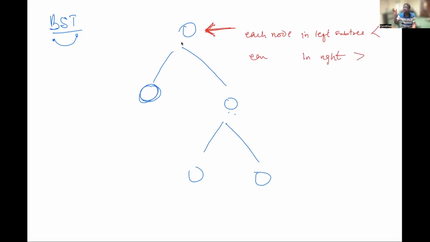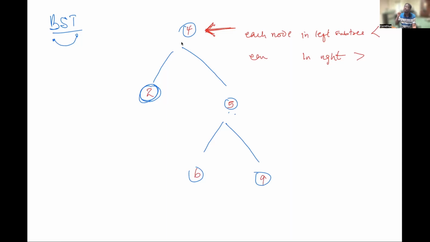So the value of every node in the left subtree must be less than that current node's value, and every node in its right subtree should have a value greater than it. That's a lot of English words, but let's just give an example. So 4, 2, 5, 6, 9.